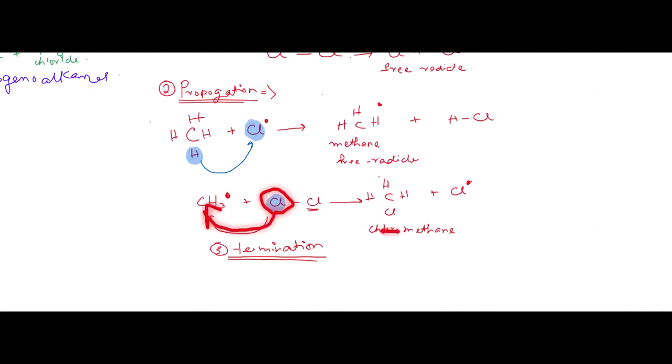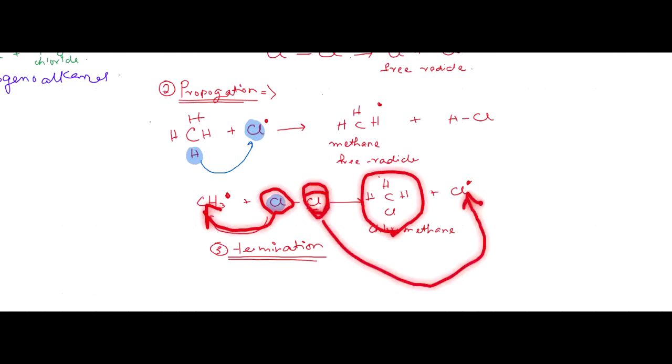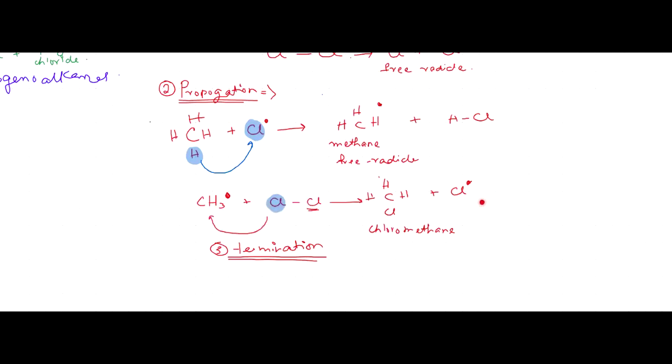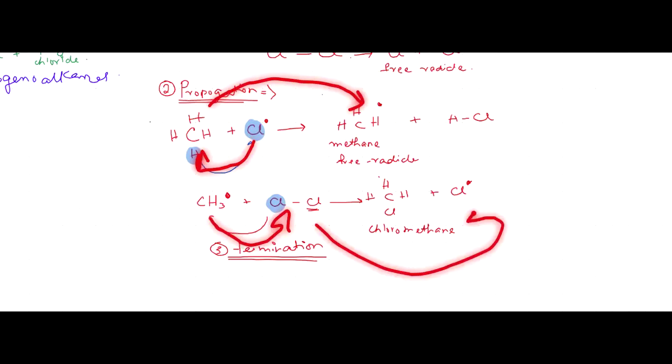But what is the result? The result is that now this chlorine is left without the bond. So this chlorine turns into a free radical. So it's a chain reaction. It just keeps on happening and happening and happening. This free radical attacks methane, and then the methane turns into a free radical. The methane attacks another chlorine, and the chlorine turns into a free radical. Now this chlorine will go to some other methane and it will start the process all over again.